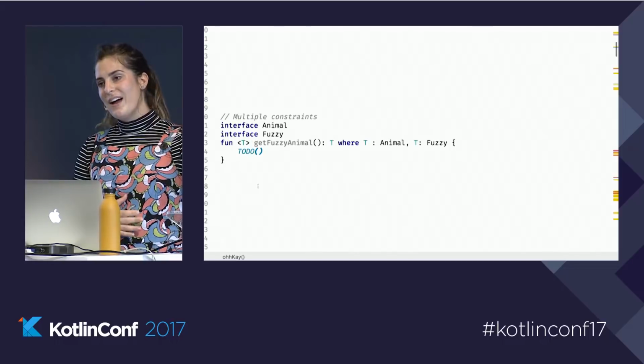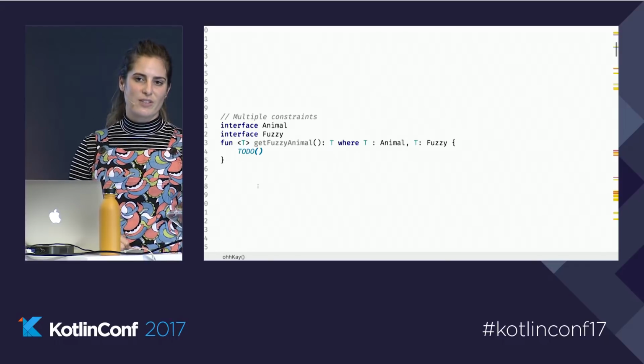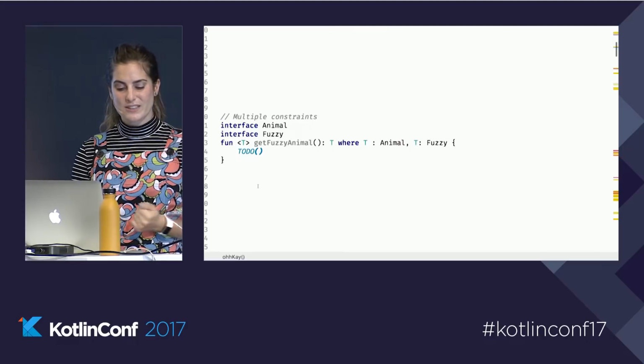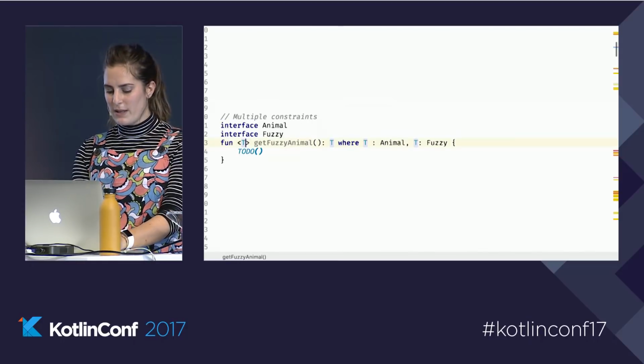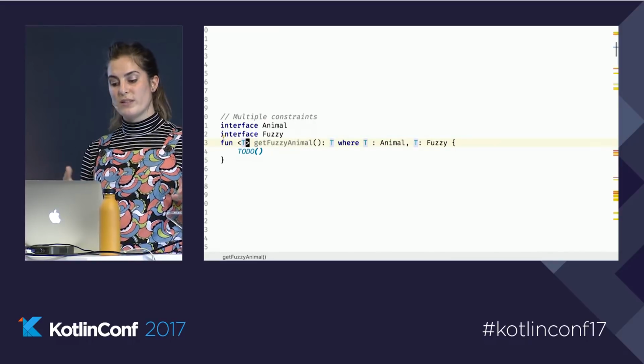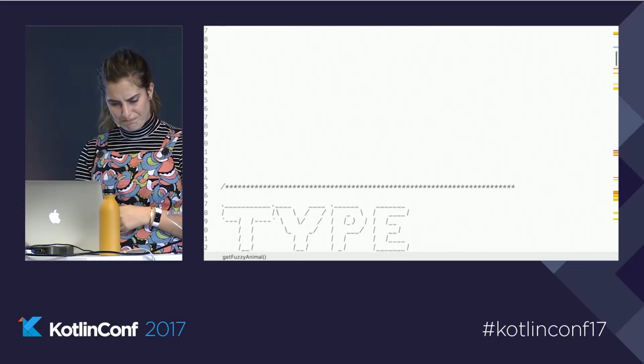OK. Another quick thing to get out of the way with generics is the fact that if you have more than one constraint for it, you move it over to the right side and hide it behind a where clause. So here, before I was typing T colon Any like this, I don't need to do that anymore. I can now do where T is both an animal and fuzzy. I like dogs, if you can't tell.